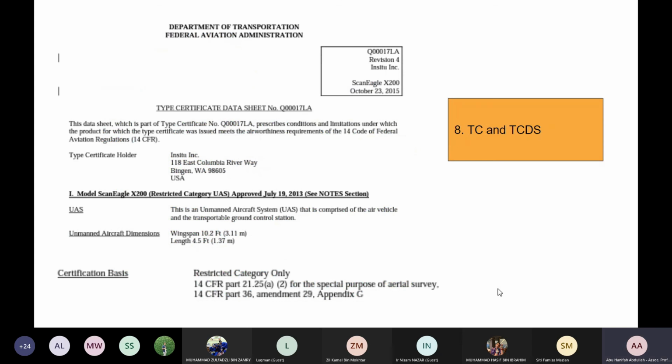So this example is a TC that has been issued, and the FAA has issued one for as little as the Scan Eagle. I think Scan Eagle is only 8 pounds or something like that. Then it has been issued a TC. You can see here the type certificate data sheet. For every TC, there is a type certificate data sheet. We can't see the TC because this is just a certificate. However, the reference is there. Q00017LA. You can see model Scan Eagle X200, restricted category aircraft system.